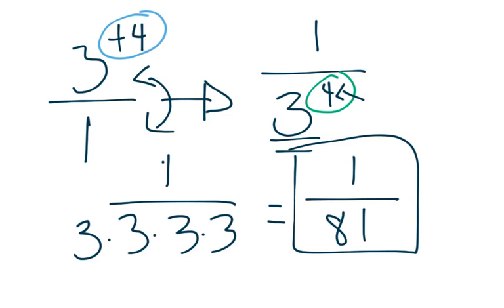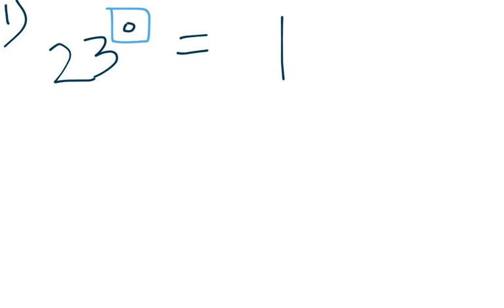Now that we've gone over a couple of examples, let's go over 7-1 practice. We're going to be doing the odds. So let's take a look. Number 1 is 23 to the 0 power. Remember, every time you have a 0 over here, the answer is always going to be 1. So this is your answer for number 1.